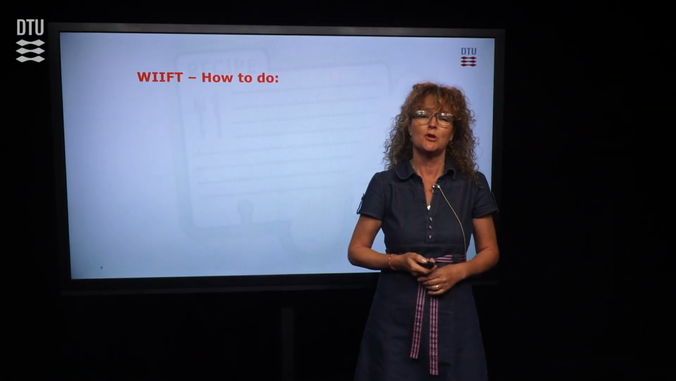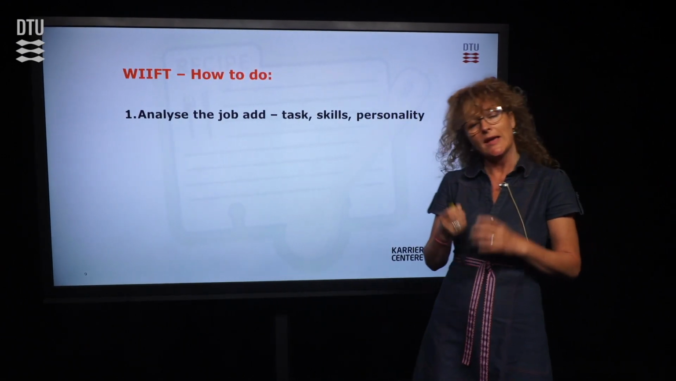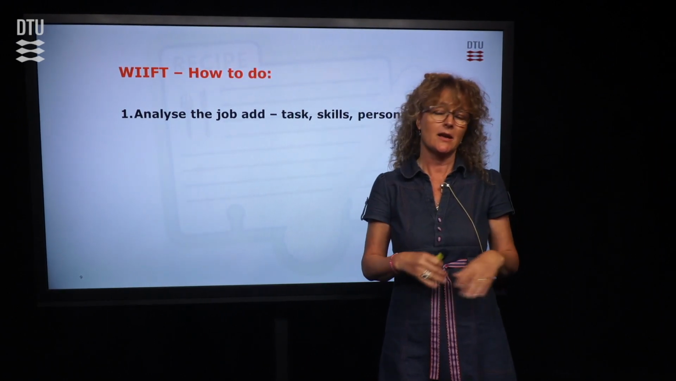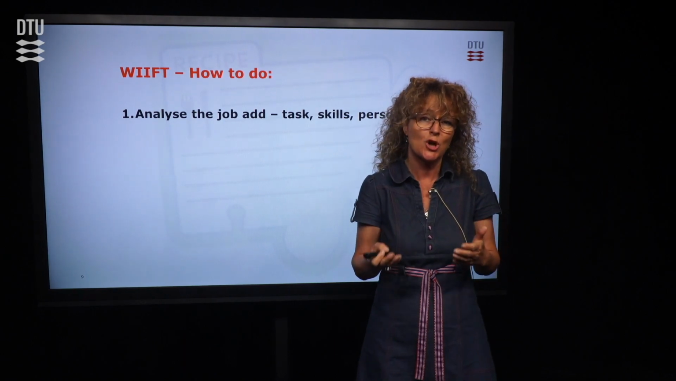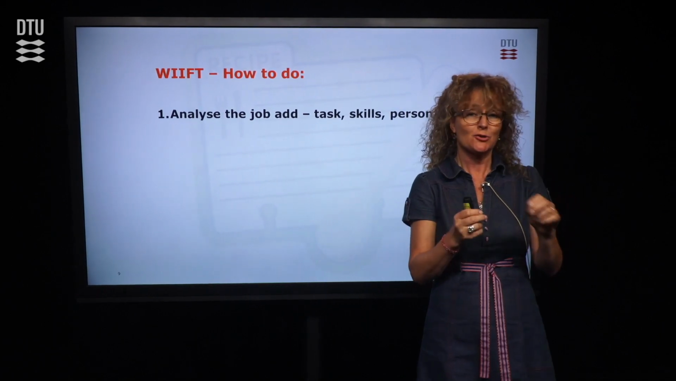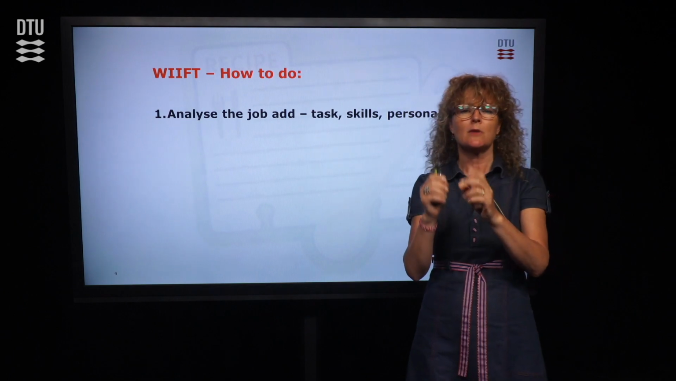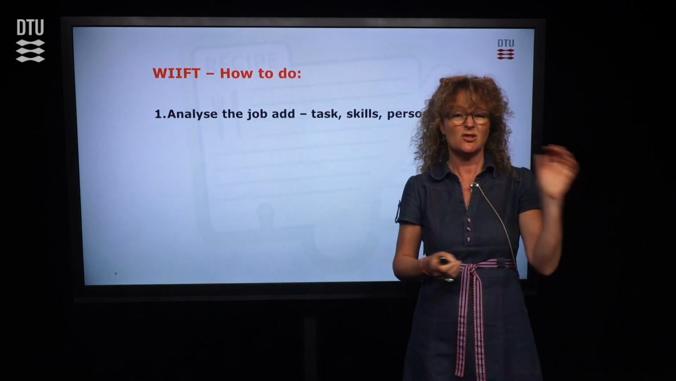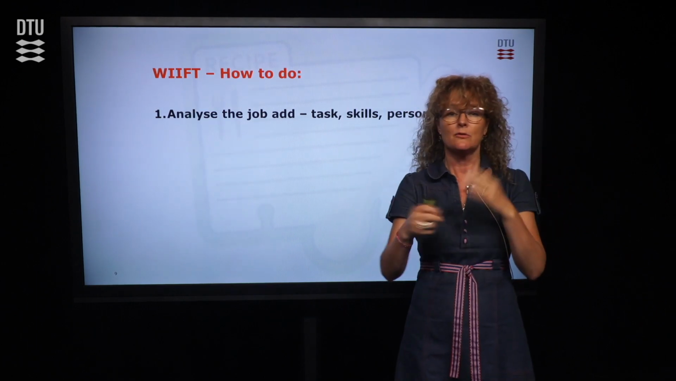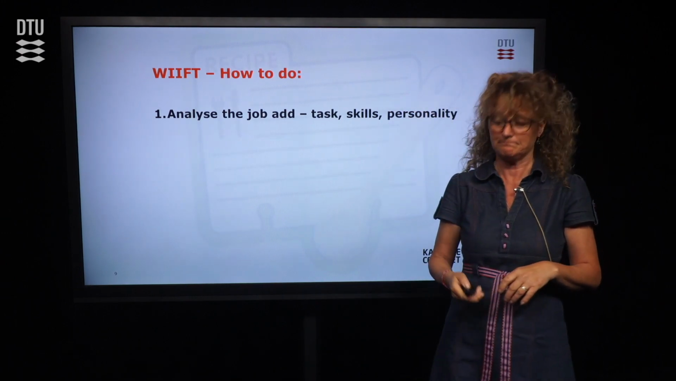So how do you do this WIIFT? First of all, you have to analyze the job ad. If you don't know what they need and what they talk about for the skills and the job, then you might just pick some things, because we do that. We have our own filter. We look at the job ad and think, great, I'm going to work with this, and forget that it's not just this one task. They actually ask for more. Then you make a CV because this is important for you, but this is all about what's in it for them.